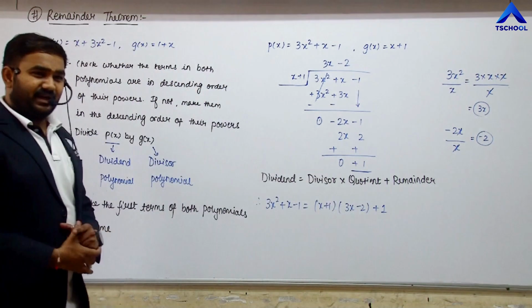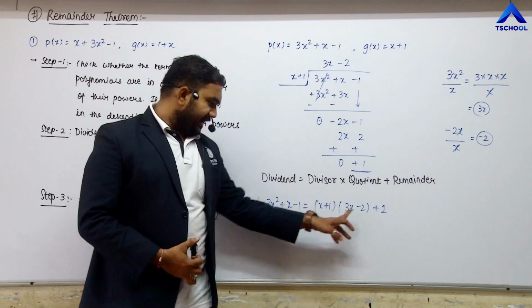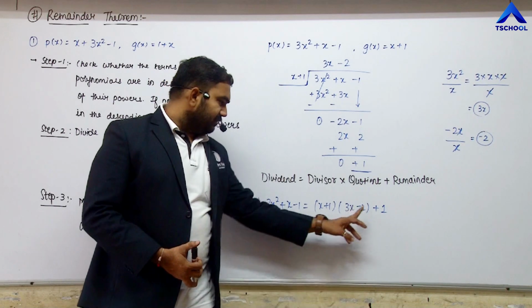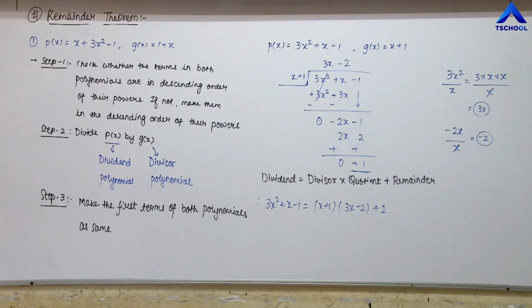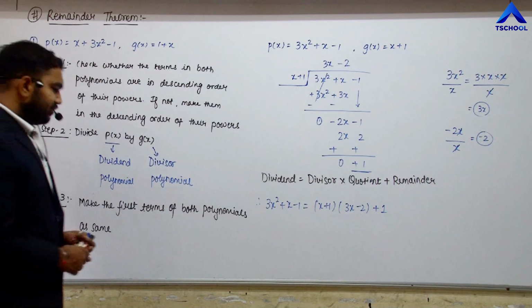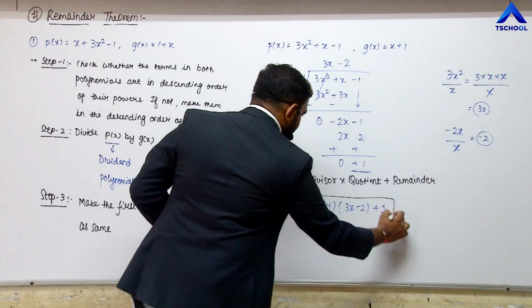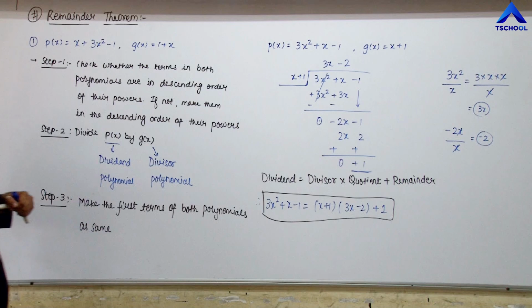You can check it out by multiplying, that is x into 3x, 3x square, x into minus 2, that is minus 2x, plus 3x, and minus 2, and again at the last we have plus 1, so that will become minus 1. So that is about the division of this polynomial p of x by g of x in the form of dividend equals divisor into quotient plus remainder.